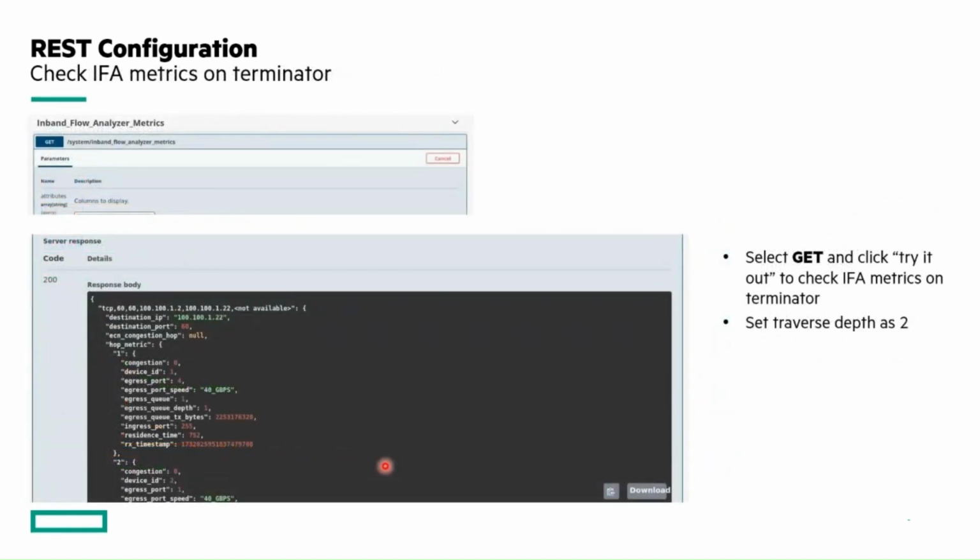Now, if you want to check IFA metrics on your terminator using REST, you can perform the get operation on inband flow analyzer metrics, and setting the traverse depth will show you all the details of your specific parameters that are included in the metrics.